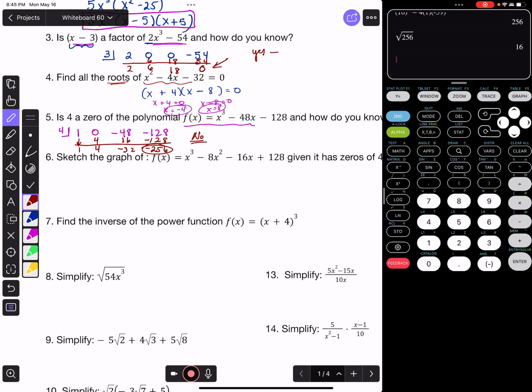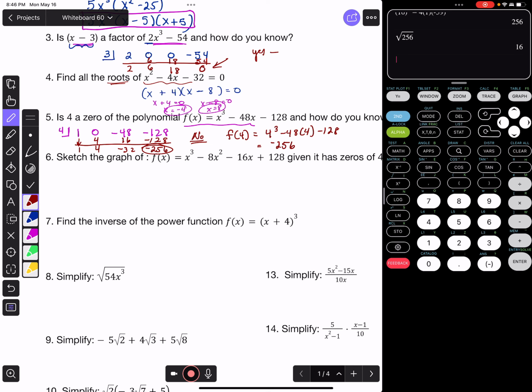The other way you could do it is find the f of 4 and see if that gave you 0. But if we remember the remainder theorem, if you crank out the math on this, it'll also give you negative 256.